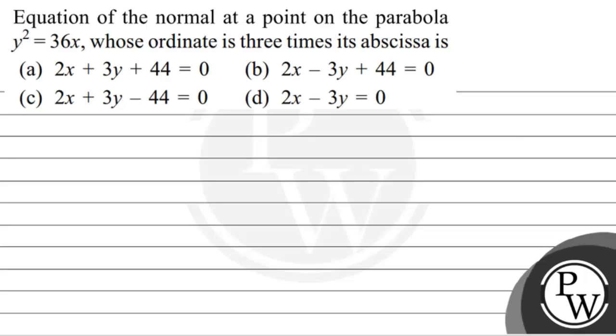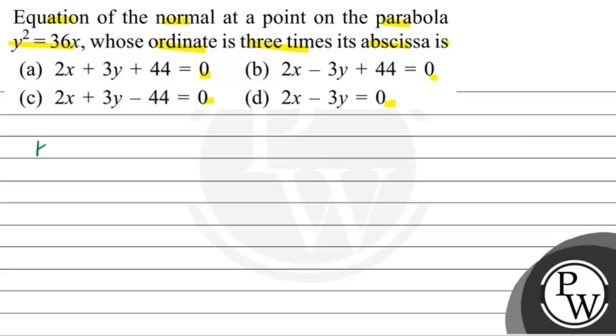Hello बच्चों, let's see the question. The question says: find the equation of normal at a point on the parabola y square is equal to 36x whose ordinate is 3 times its abscissa. Ordinate means y-axis and abscissa means x-axis. You have been given 4 options and you have to tell which one is the equation of normal.